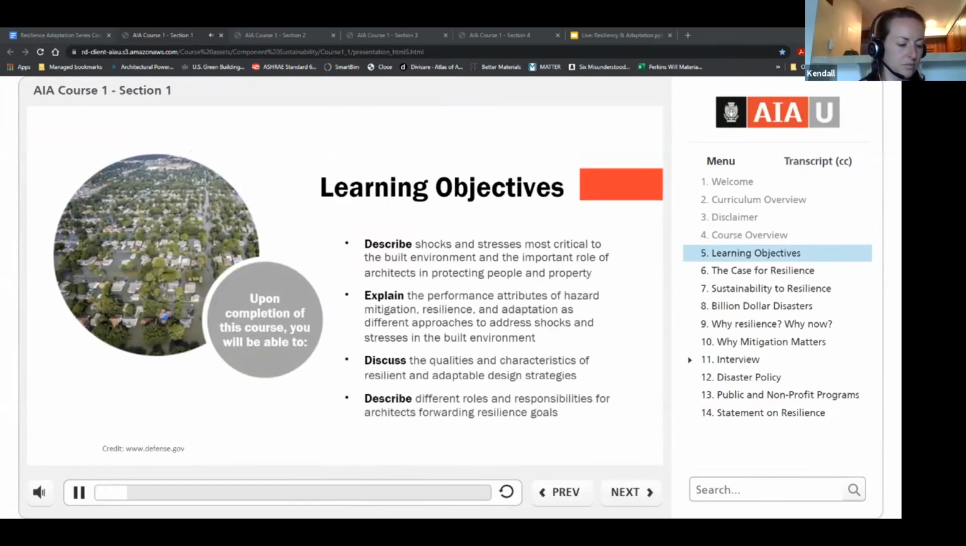Upon completion of this course, you will be able to describe shocks and stresses most critical to the built environment and the important role of architects in protecting people and property. Explain the performance attributes of hazard mitigation, resilience, and adaptation as different approaches to address shocks and stresses in the built environment. Discuss the qualities and characteristics of resilient and adaptable design strategies. Describe different roles and responsibilities for architects in furthering resilience goals.